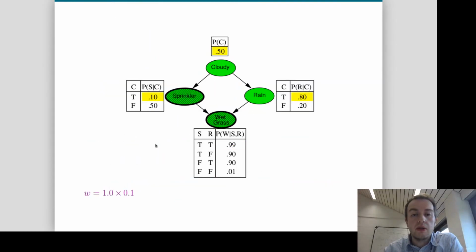Because, for example, when we draw this first one, the cloudy, we draw a value without taking into account the fact that we want S and W to be true. And this is precisely the reason why we have to reweight the samples that we generate.